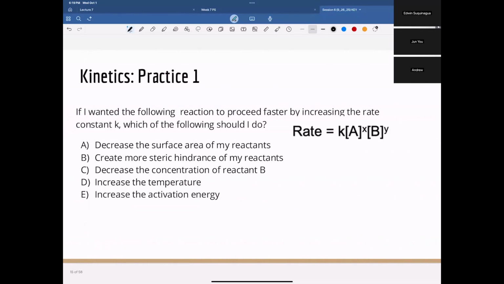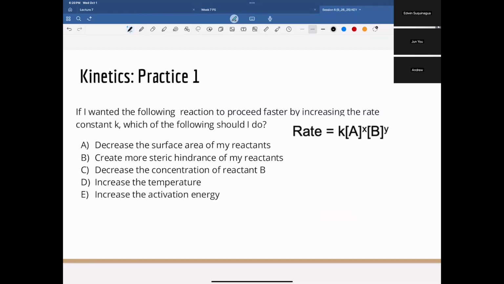All right, so let's do a practice problem here. If I wanted the following reaction to proceed faster by increasing the rate constant K, which of the following should I do? So this is directly correlating back to our previous slide talking about the three main factors that change the rate constant. So I'll give you guys a minute to look through these answer choices and then we'll come back. I think the majority of you guys have the answer now. Does anyone want to take a guess what it is?